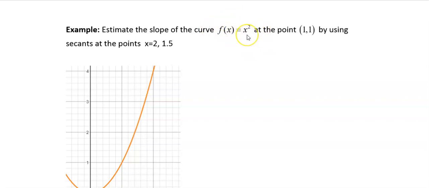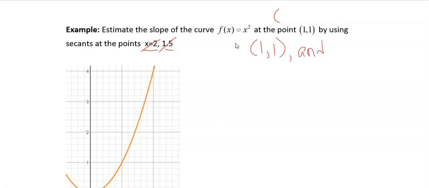That's the function, remember? F of x equals x squared at the point 1, 1 by using secants at the points where x equals 2 and also where x equals 1.5. Well, I'm going to change that a little bit. I'm not going to use those points right there. We'll use 1, 1. Actually, I'll write it down here because that is the point of tangency.